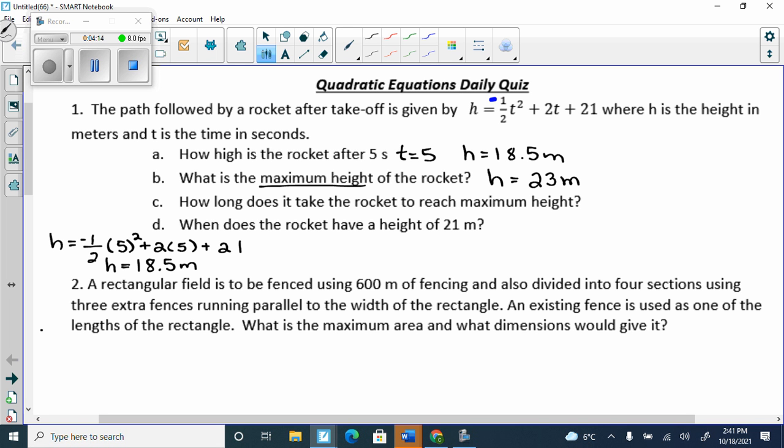Now, how long does it take for the rocket to reach the maximum height? So what's it asking for now? The time. The time at the maximum. The time is which variable? X, and a t in this case. So what is the x of the maximum? 2 what?